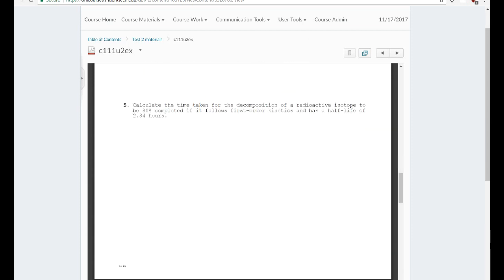Calculate the time taken, in number 5, calculate the time taken for the decomposition of a radioactive isotope to be 80% completed if it follows first-order kinetics and has a half-life of 2.84 hours. All right, 80%, half-life 2.84 hours, first-order kinetics.